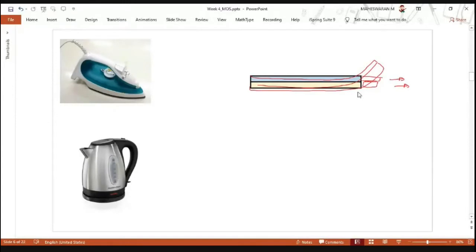When it bends, there will be a power supply here, right? Since it is bending, the bend cuts the power. That is how it works. Again, when it cools down, automatically it comes back and touches the power. This is the mechanism for this type of application.